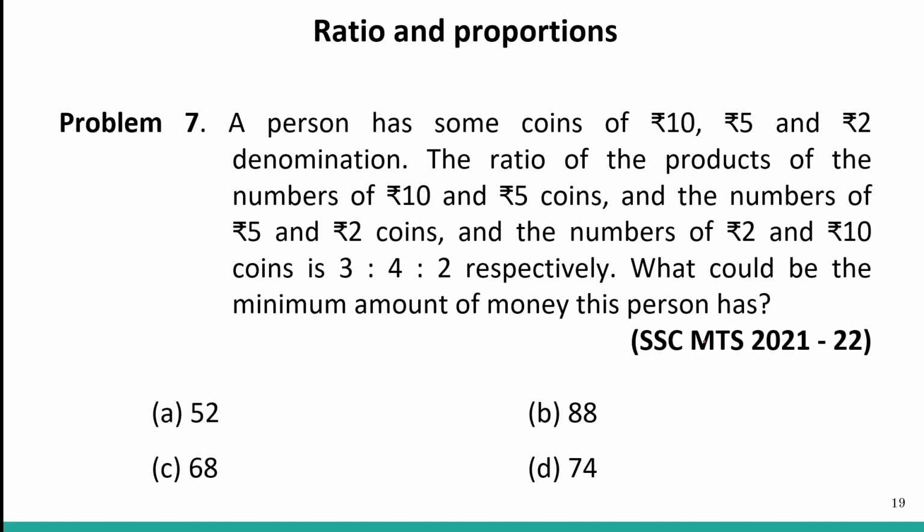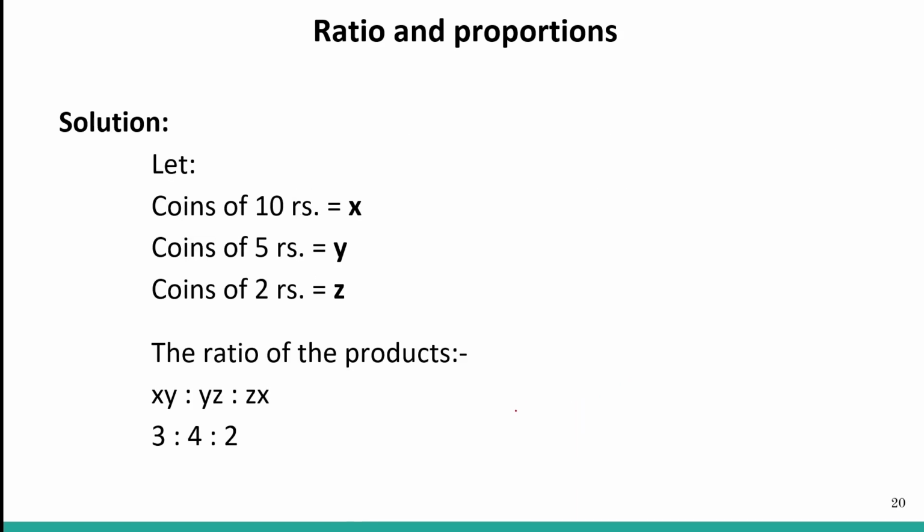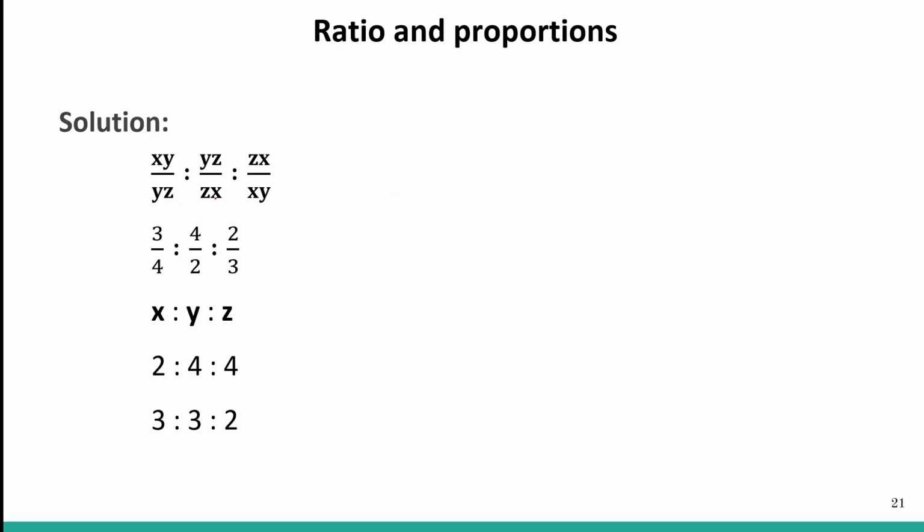So this question has also been asked in the SSC MTS 2021-2022 paper. So let coins of 10 rupees be x, coins of 5 rupees be y, coins of 2 rupees be z. So the ratio of products xy is to yz is to zx is equal to 3 is to 4 is to 2, right? So xy by yz is to yz by zx is to zx by xy. So cancelling y from here, cancelling z from here, and cancelling x from here, what we are left with is 3 by 4 is to 4 by 2 is to 2 by 3.